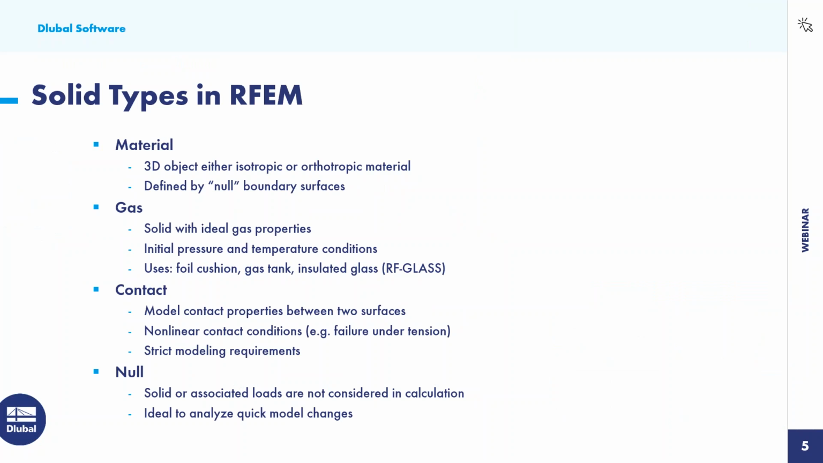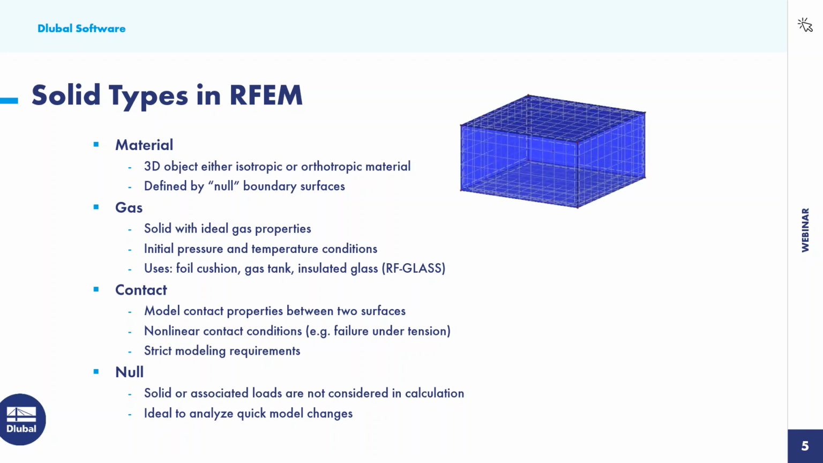So there are 4 different types of solids within RFEM, and the first is a material solid. This is a 3D object, meaning that we have a finite element mesh in all 3 directions. The material can either be isotropic or orthotropic. These material solids are defined by null boundary surfaces, and null just means that we're not contributing to any of the stiffness within the calculation. We're purely using these surfaces just to define the geometry for the 3D solid.